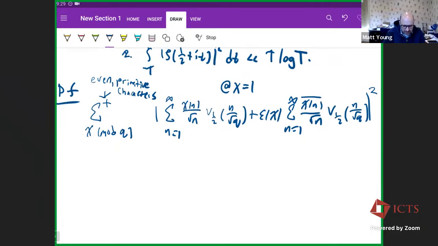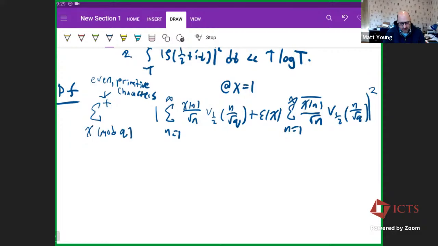So why did I want primitive characters? I need primitive characters because in the approximate functional equation, we had to assume that we have an honest to goodness L function that satisfies the functional equation of our prescribed shape, and so that requires that we have primitive characters. If our character is not primitive, then some of the Euler factors can be wrong, and then the functional equation is off from that. So we have to restrict to primitive characters for that reason.